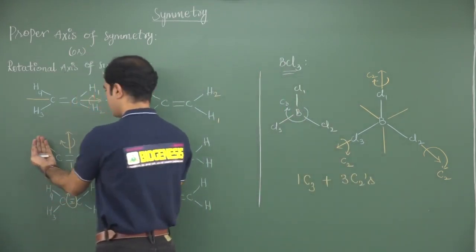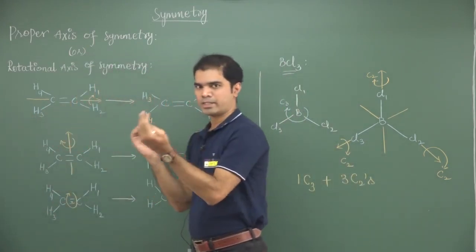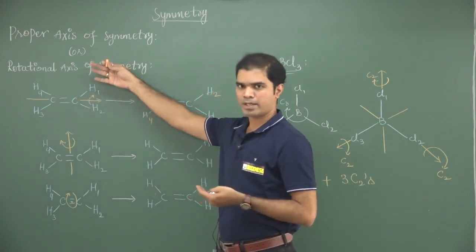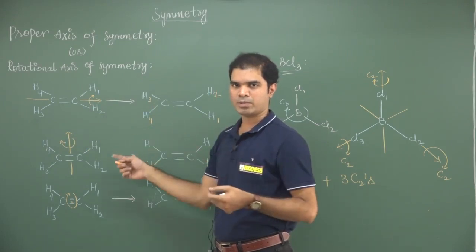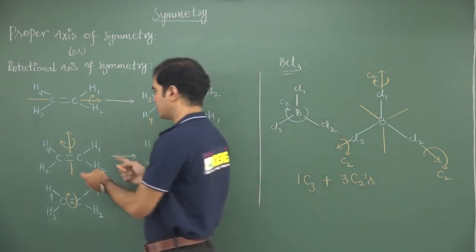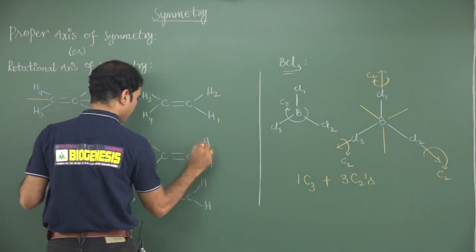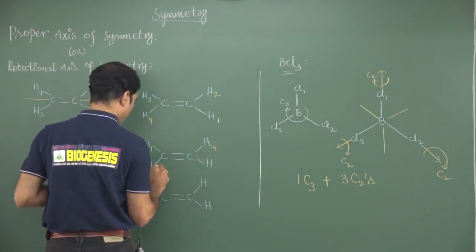In the first case, below and above hydrogens are getting exchanged. In the second case, right and left hydrogens are getting exchanged. This is also an out of plane rotation. So 1 will exchange with 4 and 2 will exchange with 3.